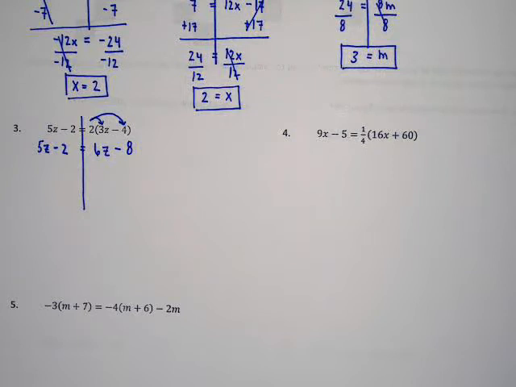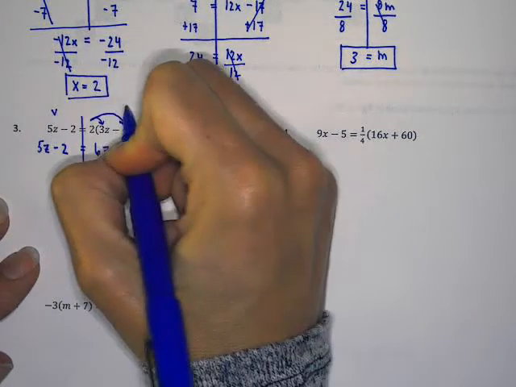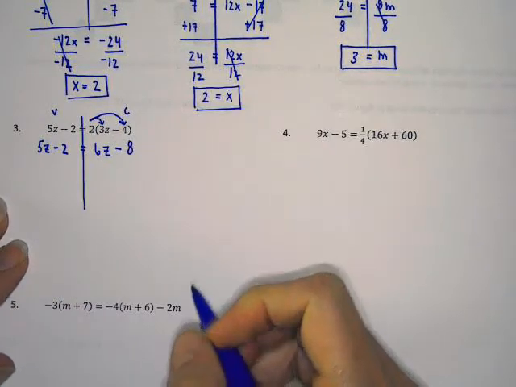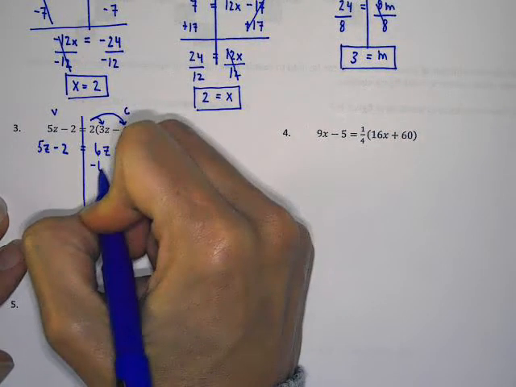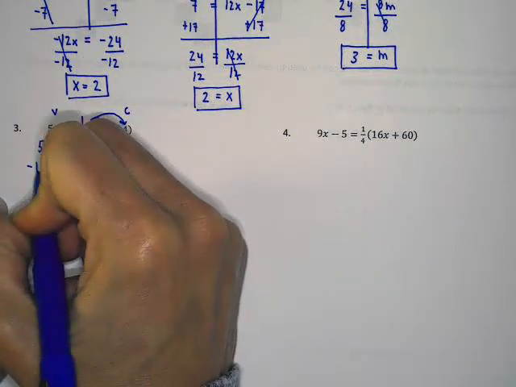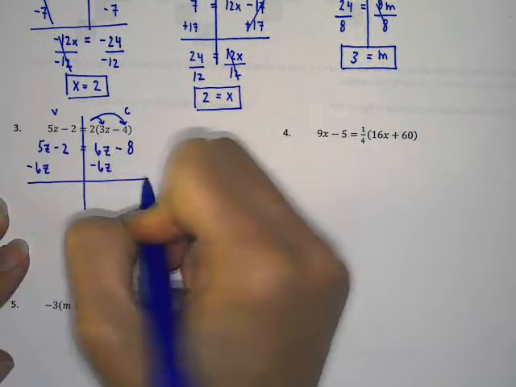I like to move my variables to the left. So I'm going to put my variables here and my constants on this side, which means the first thing I'm going to do is take this variable and move it over to the other side. So I'm going to subtract 6z from both sides.